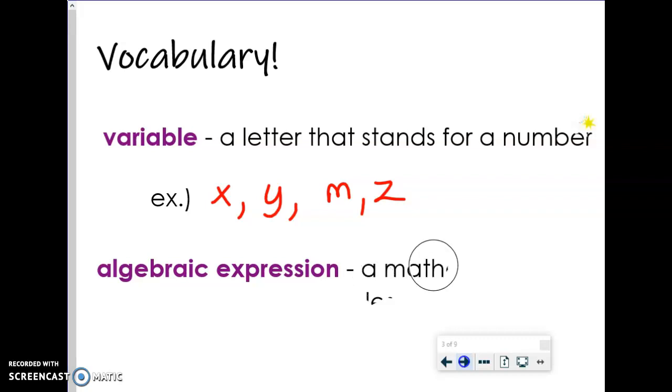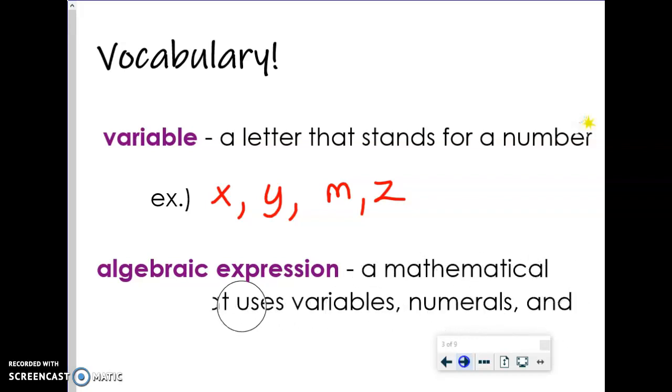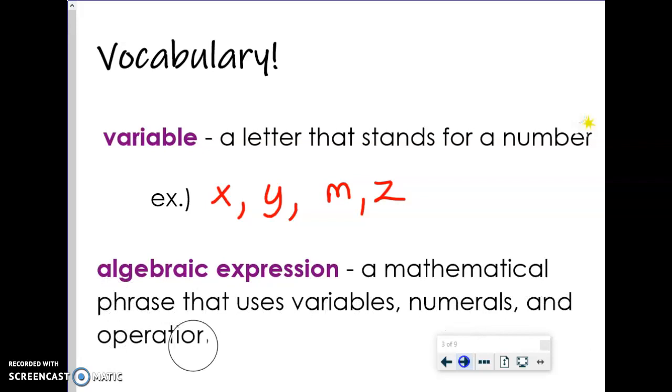An algebraic expression, then, is a mathematical phrase that uses variables, numbers, and operation symbols.